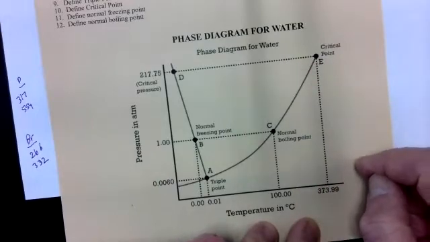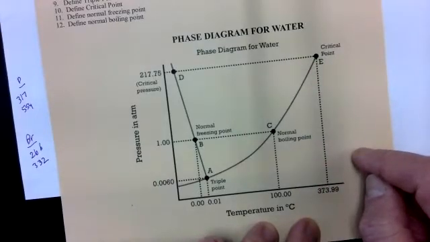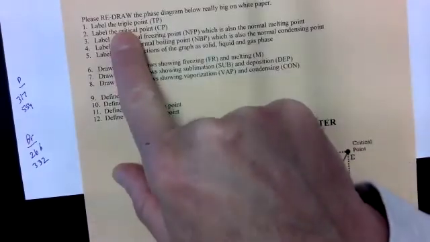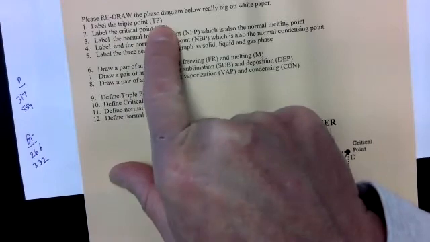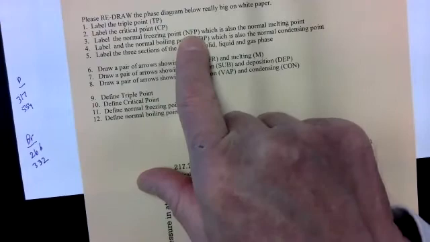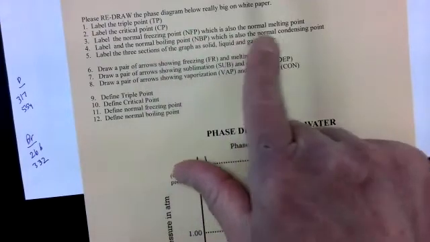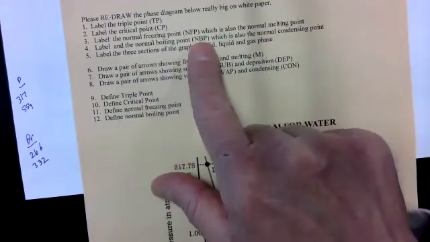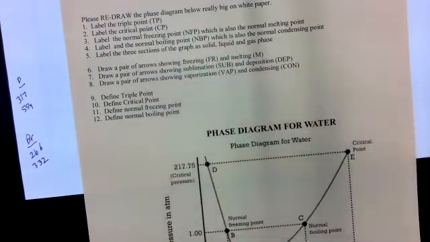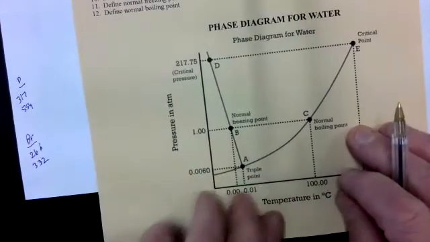Let's talk about what's going on in this diagram. You're supposed to redraw the whole thing. You have to label the triple point and call it TP. Label the critical point CP. The normal freezing point, which is also the normal melting point. The normal boiling point, which is a normal condensing point. And label the 3 sections, solid, liquid, and gas. So let's do that now.